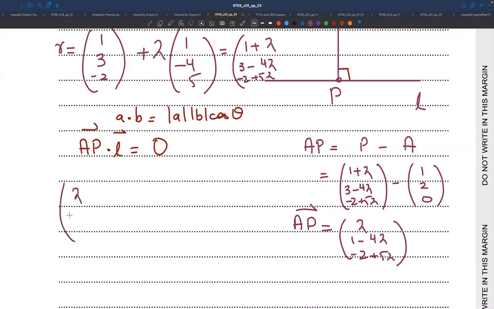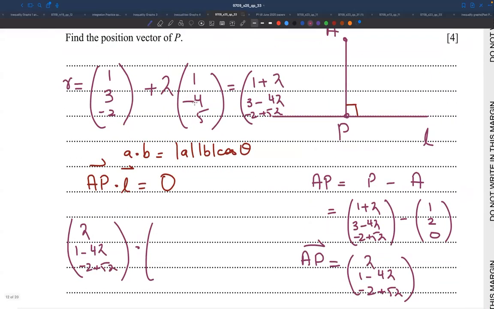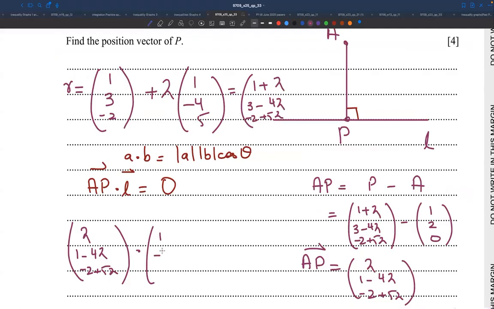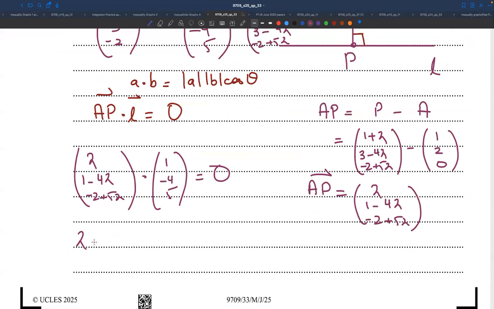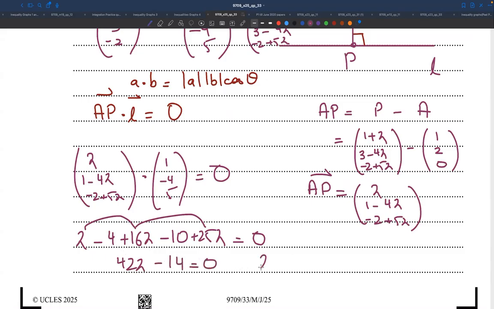Let's write it over here. Lambda, 1 minus 4 lambda, minus 2 plus 5 lambda, times the direction of line L, which is 1, minus 4, and 5, as we found in the last part, equals 0. Lambda into 1 is lambda, minus 4 plus 16 lambda, minus 10 plus 25 lambda. So minus 4 minus 10 is minus 14. Lambda plus 16, 17. 17 plus 25 is 42. So lambda is equal to 1 upon 3.